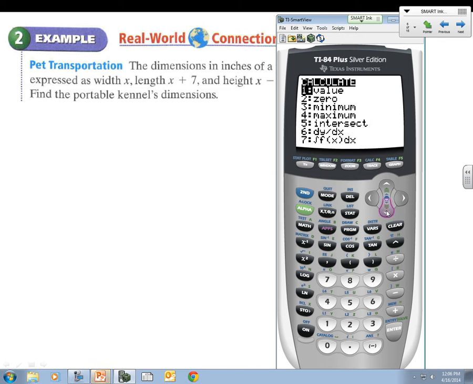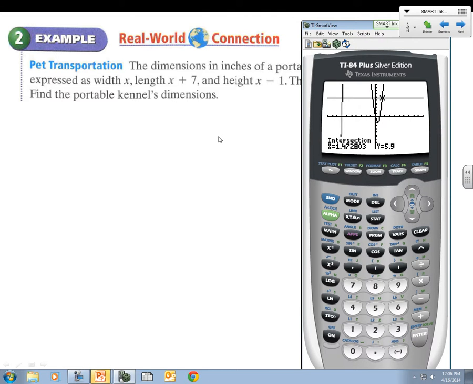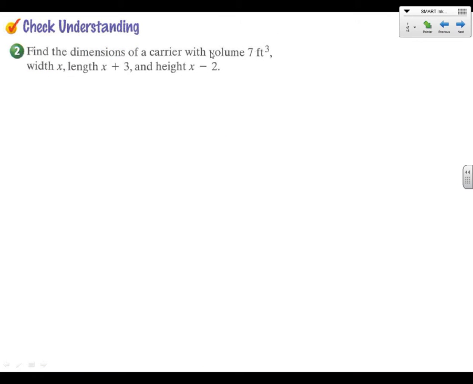So let's find out what it is. First curve, second curve, point of intersection right there. And so the width is, and we're looking for the x value, 1.47. So we could add 7 and get the length, and we could subtract 1 and we'd have the height. Okay? All right, so you're up. Do the same thing here. See if you can find the dimensions of this carrier.